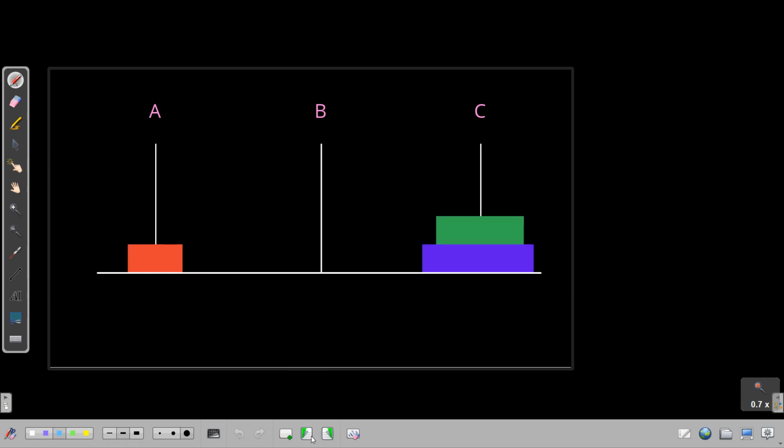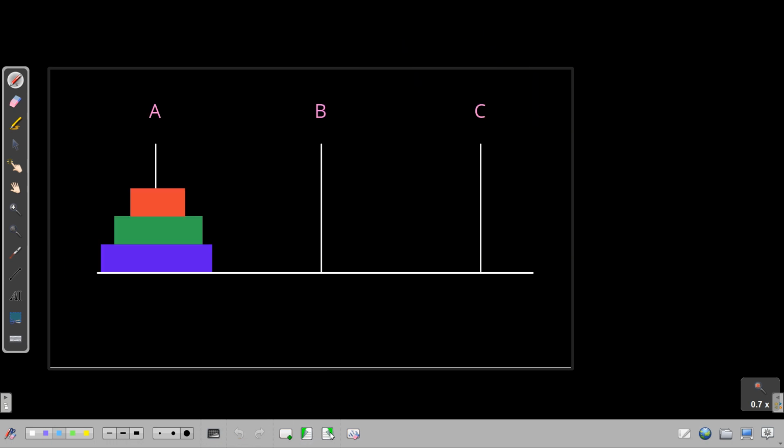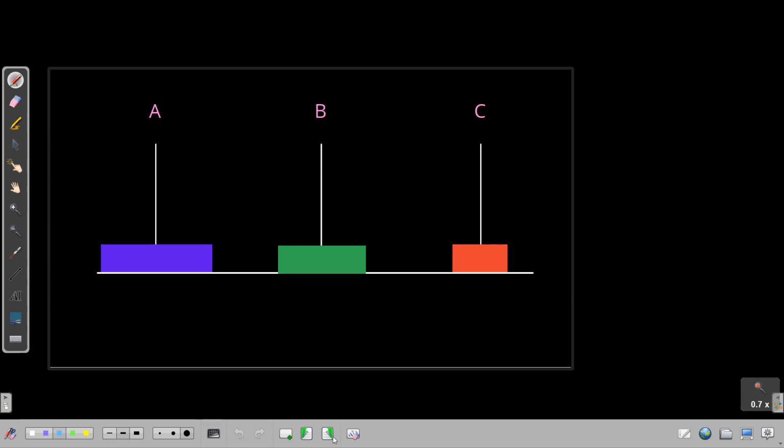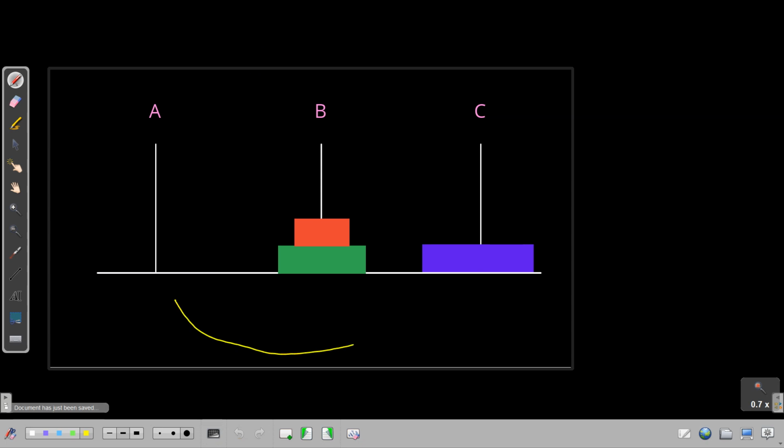Like you can see here, in the first step this is moving to the C rod. In the second step this is moving to the B rod. In the third step we are coming here. I mean, I have converged 2 steps at this position. Next, this is coming here. This is our third step.